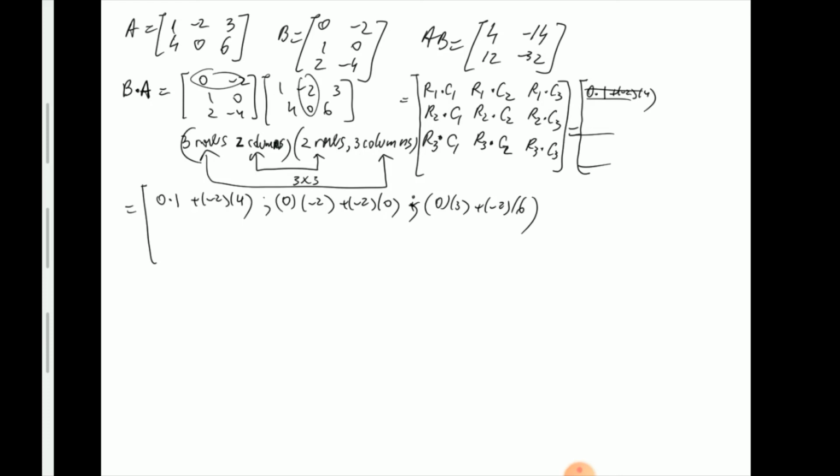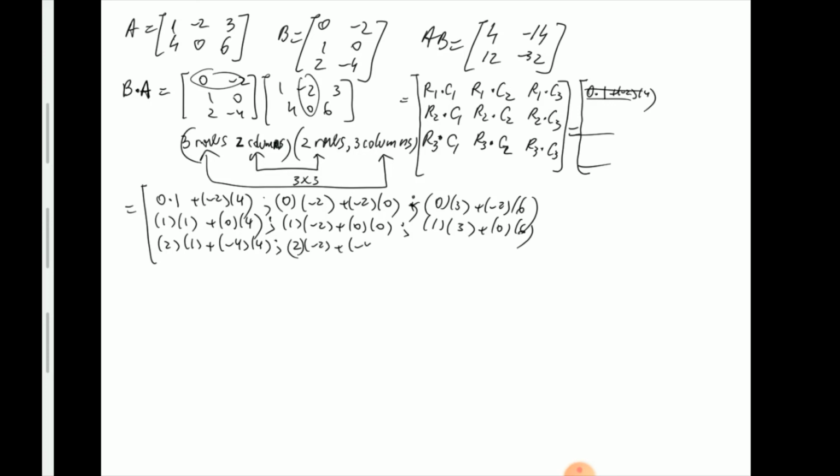Now with row 2, column 1, 1 times 1 plus 0 times 4, then 1 times minus 2 plus 0 times 0, then 1 times 3 plus 0 times 6. Finally, the last row with column 1, 2, 3: 2 times 1 plus minus 4 times 4, 2 times minus 2 plus minus 4 times 0, and then 2 times 3 plus minus 4 times 6.